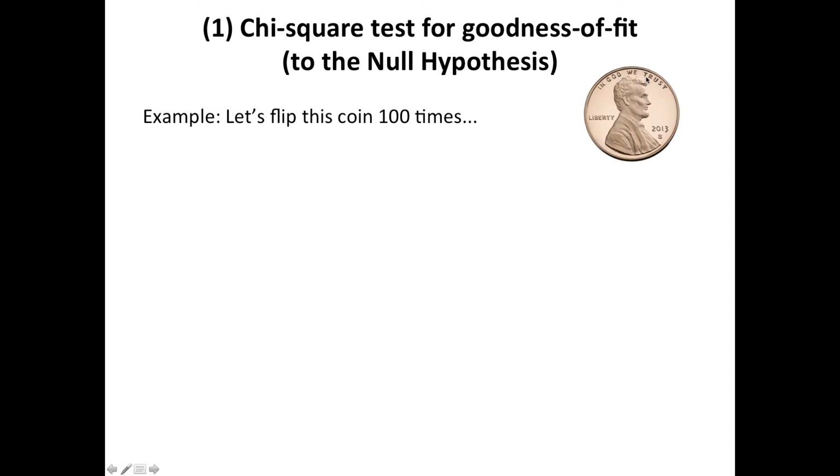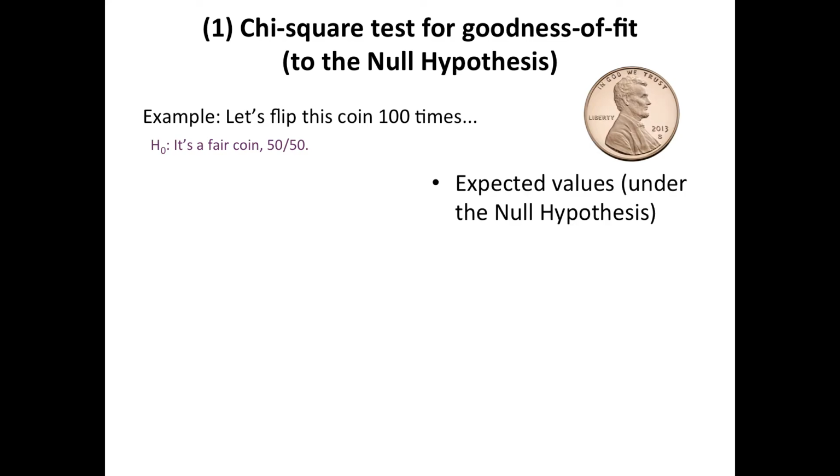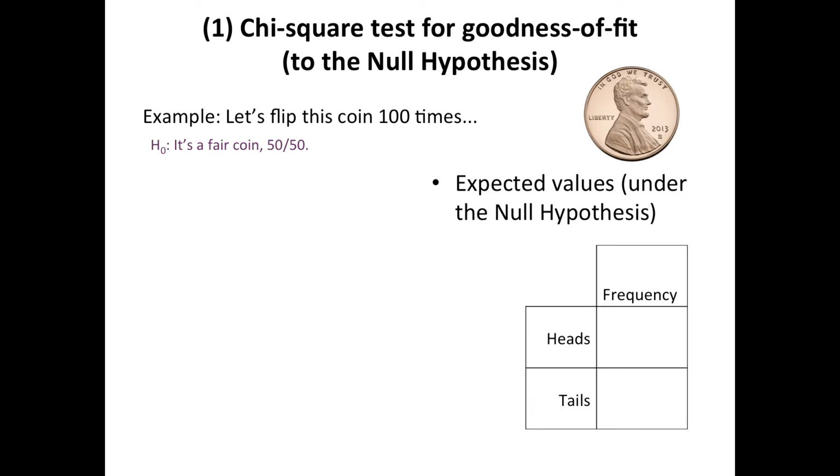So the chi-square test for goodness of fit to the null hypothesis. Let's use this example. Say we're going to flip a coin 100 times. And the null hypothesis is that it's a fair coin. And so we should get heads 50 times and tails 50 times. And so we can make a little table showing the expected values under the null hypothesis. So in our table off to the right here, what we're going to plot in here is if we flip a coin 100 times, we would expect 50 to come up as heads and 50 to come up as tails.